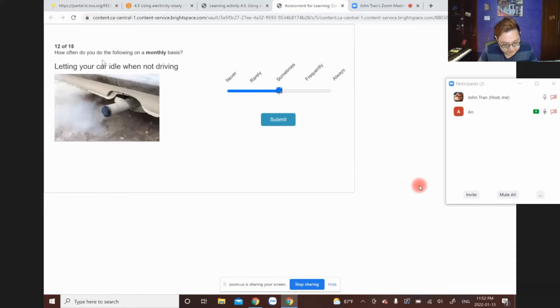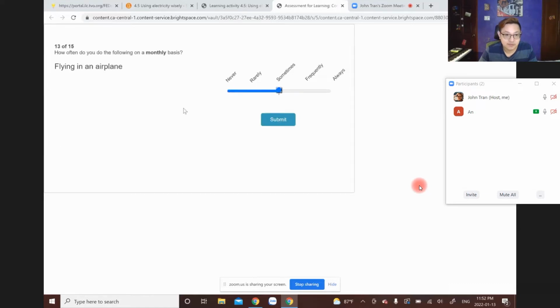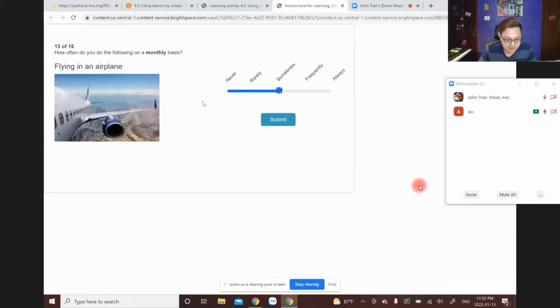Letting your car idle when not driving? Nah, never. Flying in an airplane? Rarely, right? People rarely go on an airplane, at your age. Well, I've been on an airplane, but during this time, with COVID around, it's hard to travel anywhere. It's hard to travel in this COVID time. This is a fact.